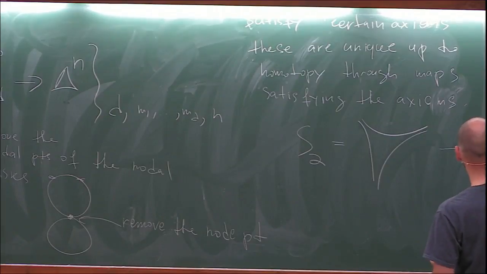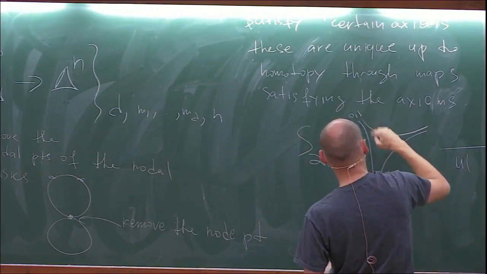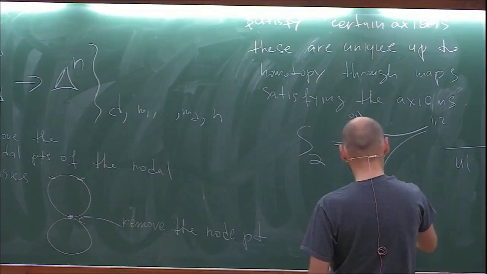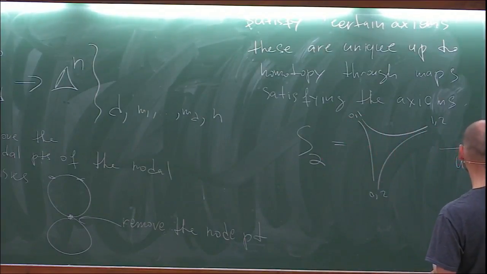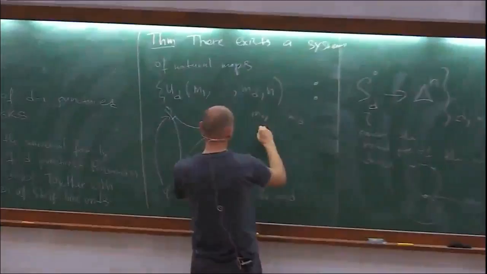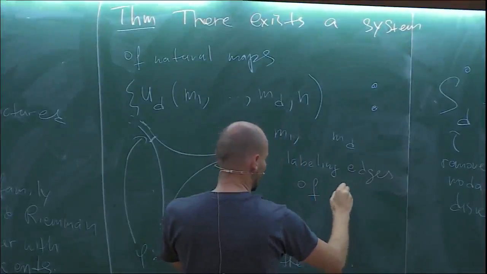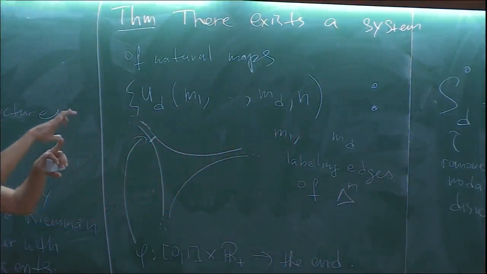And you have a map. So let's say, let me label this 0, 1, 1, 2, 0, 2. Right, actually, I forgot to say that. So these M1, ..., MD are just labeling edges of delta n. Edges kind of composable edges.